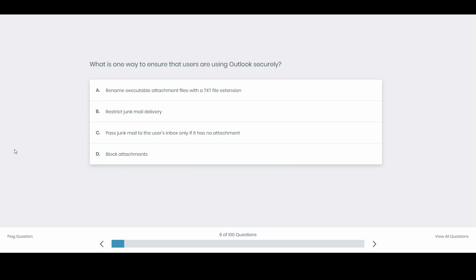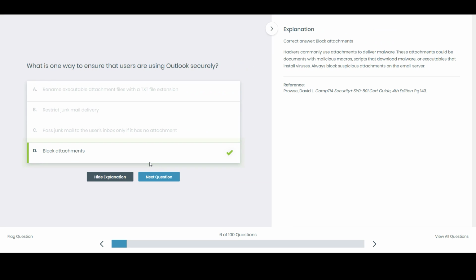Let's continue. What is one way to ensure that the users are using Outlook security? Okay, here we go. Based on my understanding, this is when you're sending a mail. Rename executable attachment file with a TXT? No, not that one. Restrict junk mail delivery? Pass junk mail to the user inbox only if it has no attachment? No, I think because this is security in mail, I think the answer is block. It's hard to explain, but let's read the description. Hackers commonly use attachments to deliver malware. This attachment could be a document with a malicious macro script that downloads malware, or an executable that installs viruses. Always block suspicious attachments on the email server.